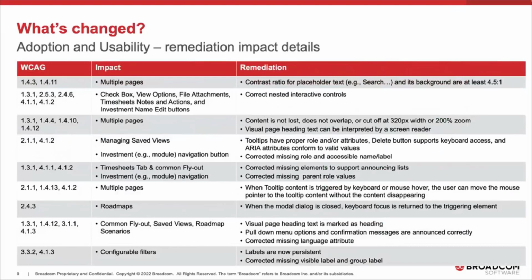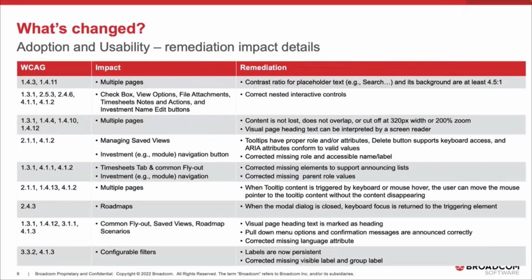For example, the first item in the table captures the effort to ensure the contrast ratio for placeholder text, as an example, the term search, and its background as it's positioned in the field, are at least 4.5 to 1, and that resulting fix impacted multiple pages. So this was a very holistic update for Clarity.